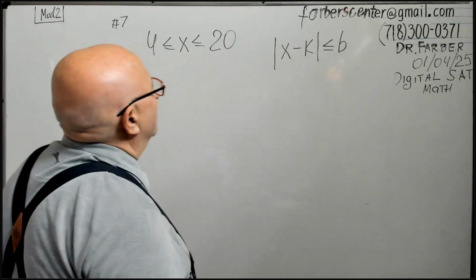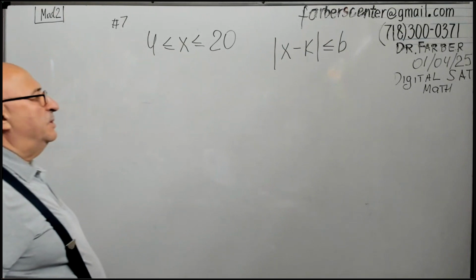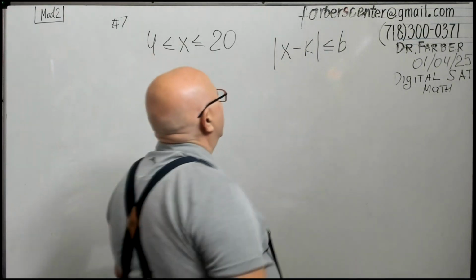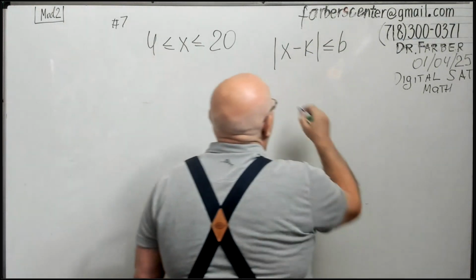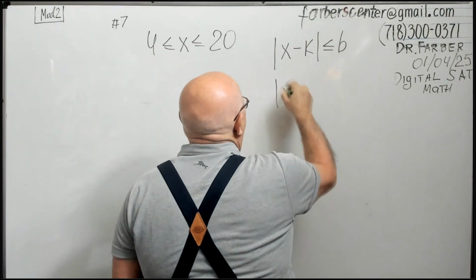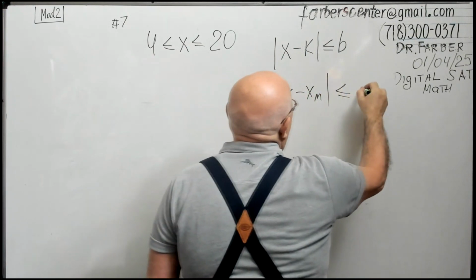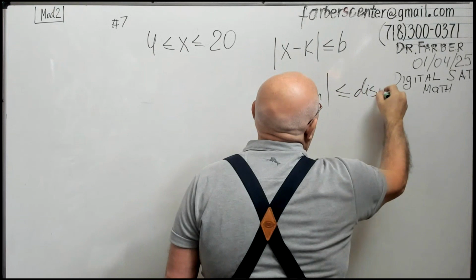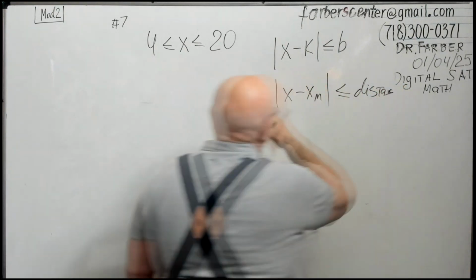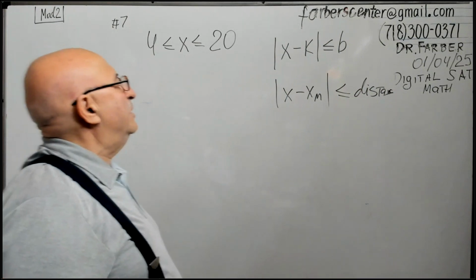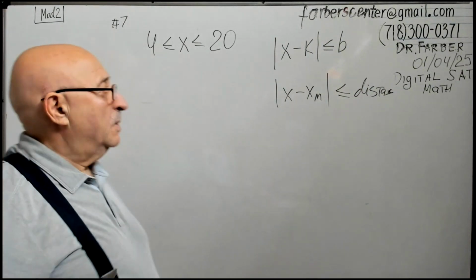I just remind you, this is one of the formulas we did many times. It looks like this: x minus xm less or equals to the distance, to this distance. And that's one of the basic formulas when you study tolerance in university, right? How it works.